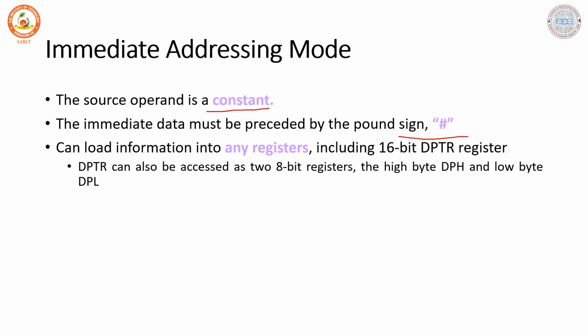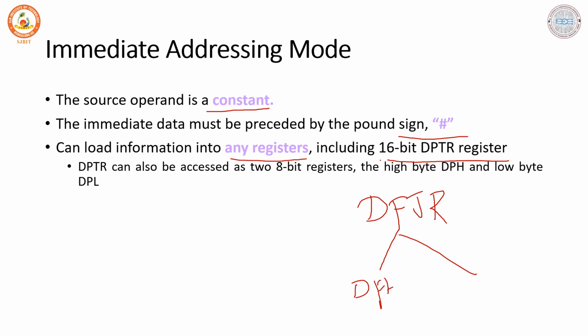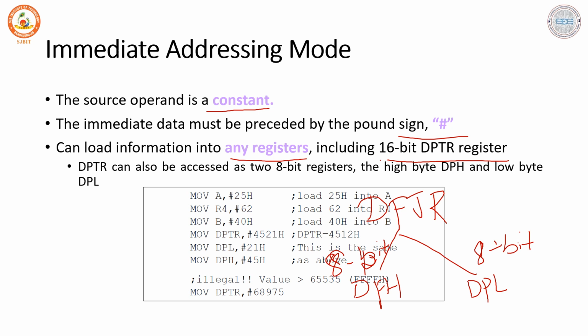We can load the information to any register, including the 16-bit DPTR. The DPTR is a 16-bit register, and it can be considered as two 8-bit registers, DPH and DPL. These are individual 8-bit registers which we can use instead of the 16-bit register whenever there is a requirement. So as I said, we can load the information to any register, even the DPTR register. Now this is an example.